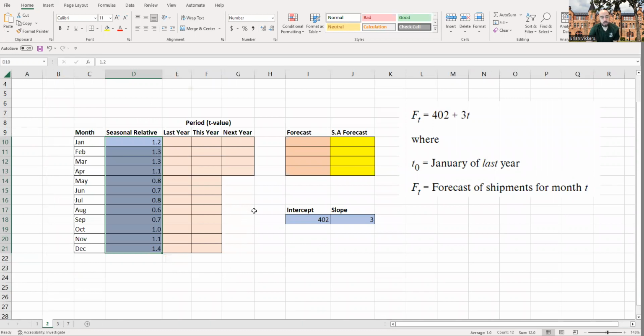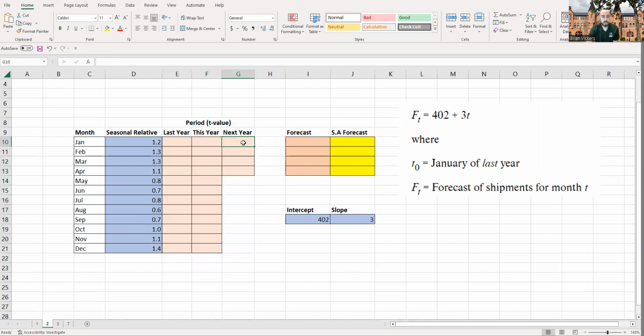In this problem, and you have a similar problem in your problem set, you are given the intercept. You're given the formula as 402 intercept plus 3 times t, and t is what period you're in. So for a forecast for any period, I need to know what period number I am currently in. In this problem, we're actually not told what period number it is because we have last year's value, this year's value, next year's value. And in this particular problem, t equals 0 is equal to January of last year.